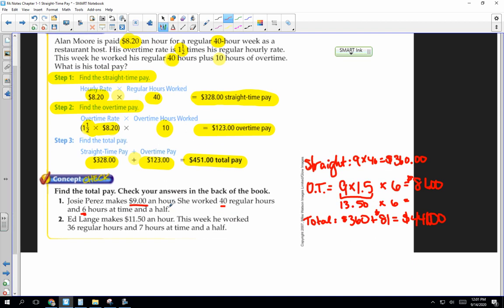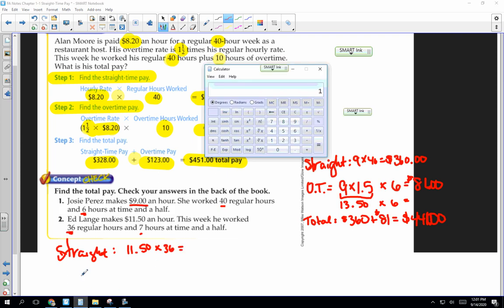He makes $11.50 an hour. He worked 36 regular hours and 7 hours at time and a half. So we're just going to calculate his straight pay at $11.50 an hour for 36 hours. And we get $414.